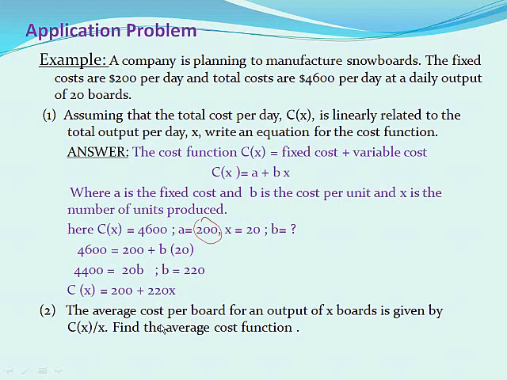The average cost per board for an output of x boards is given by C of x divided by x. Find the average cost function. The average cost function is C of x divided by x, which is equal to 200 plus 220x divided by x. That is the average cost function.